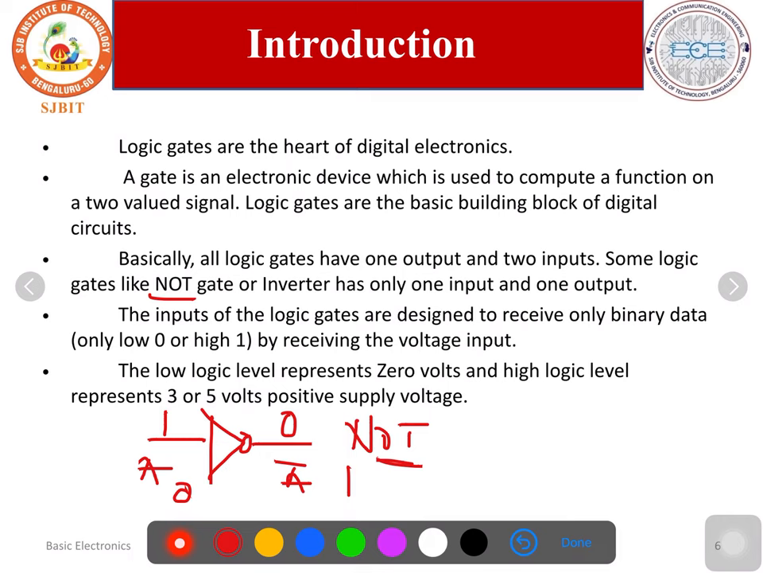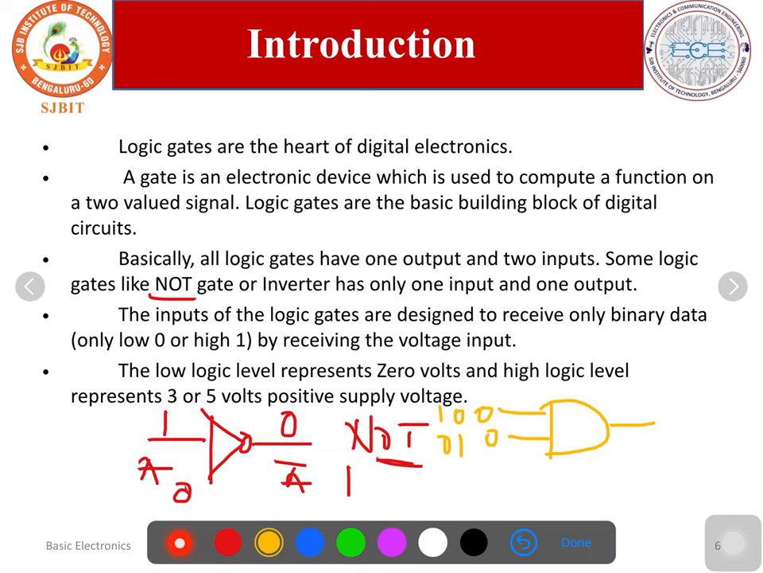The inputs of the logic gates are designed to receive only binary data. For example, if I take an AND gate, you can apply binary data, either 00 or 01 or 10 or 11.